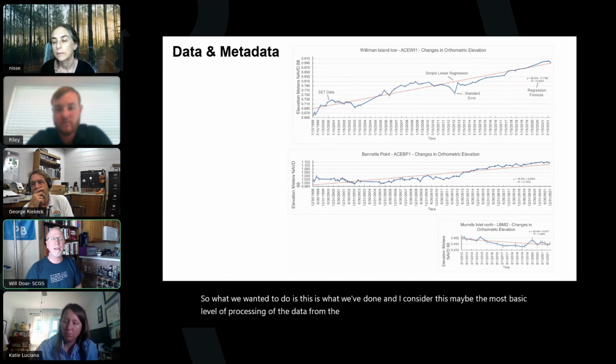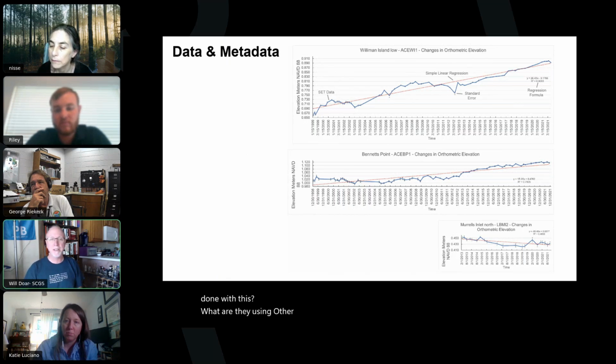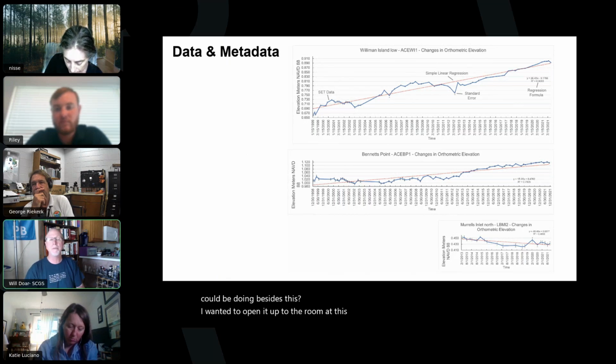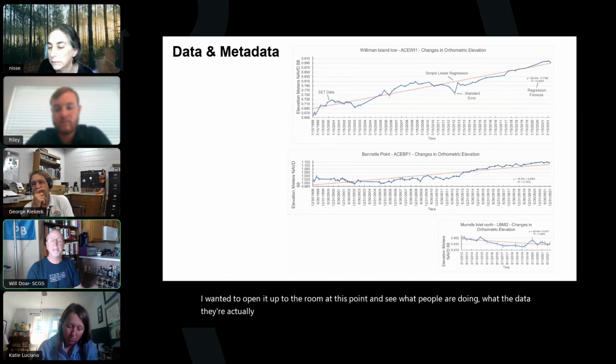What I'd like to hear is, what have other people done with this? Are they using other statistical methods to look at the data? Is there something else we could be doing besides this? I wanted to open it up to the room at this point and see what people are doing, what statistics are they throwing at the data?